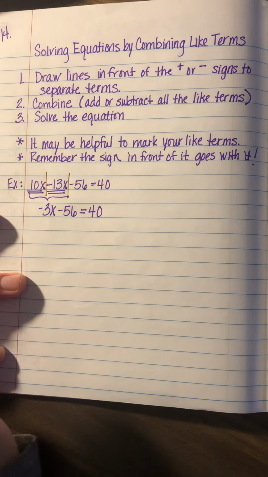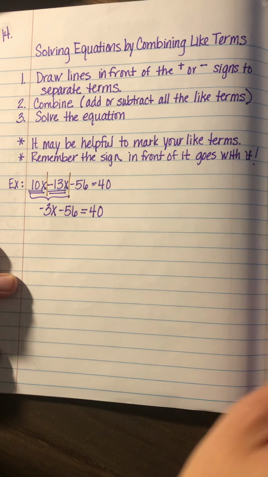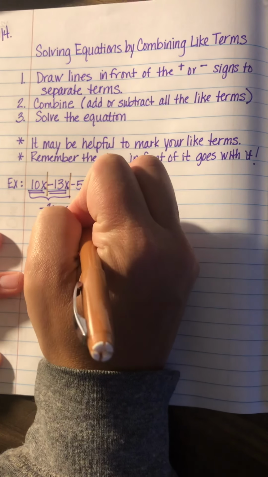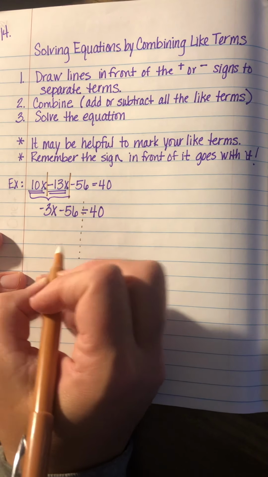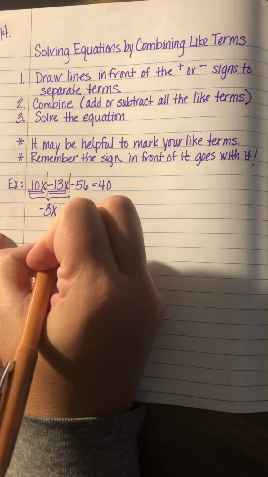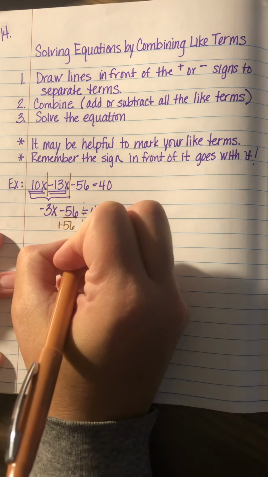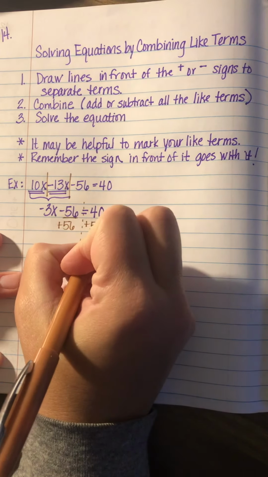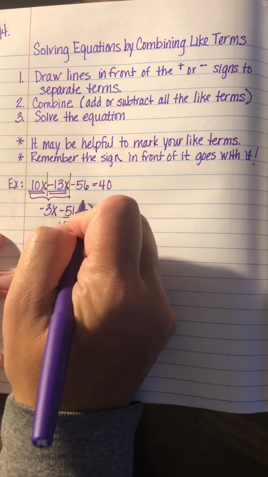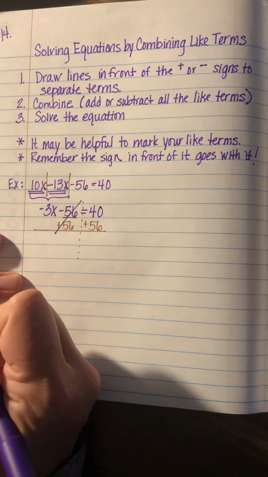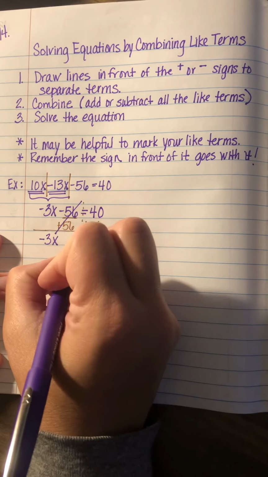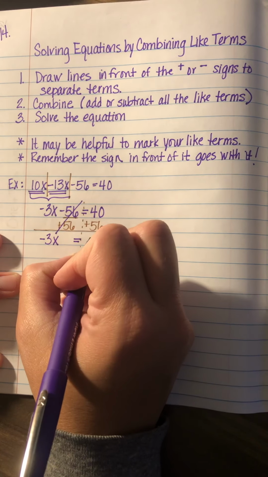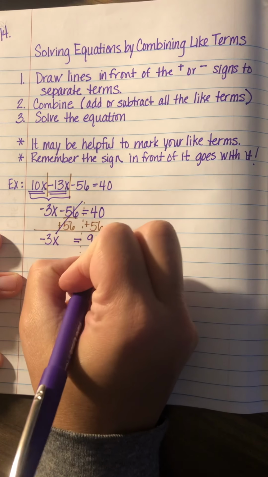Now I have a two-step equation, and we're going to use our inverse operations. The opposite of subtracting 56, remember we need to get rid of this constant first, is to add 56. So I'll add 56 on both sides. On the left-hand side, that would be 0, so it's gone. We're going to bring down the negative 3x, and 40 plus 56 gives us 96.